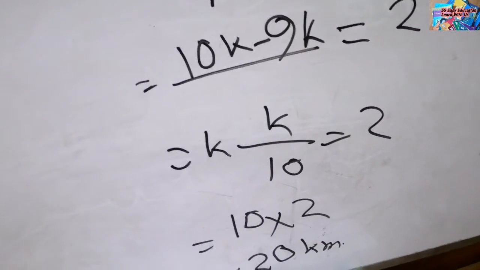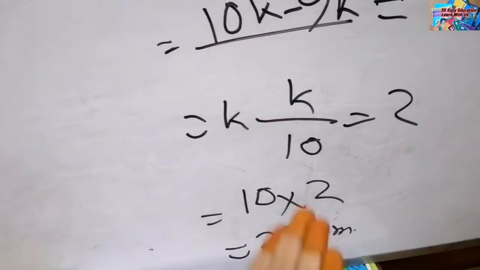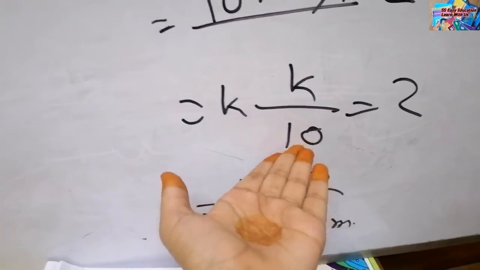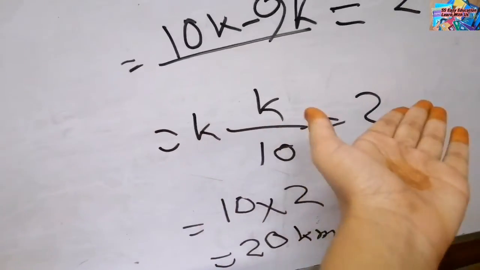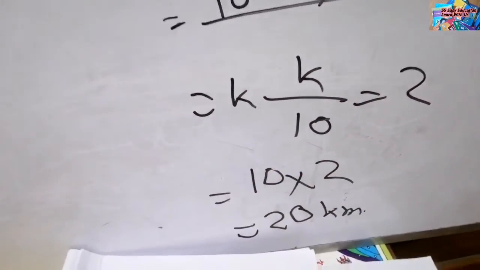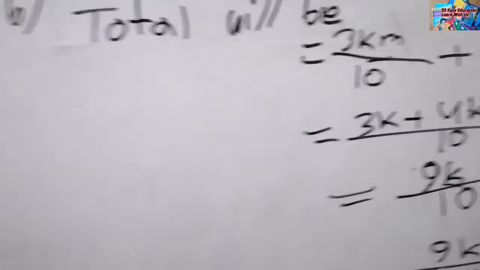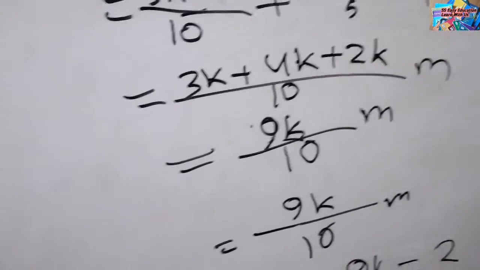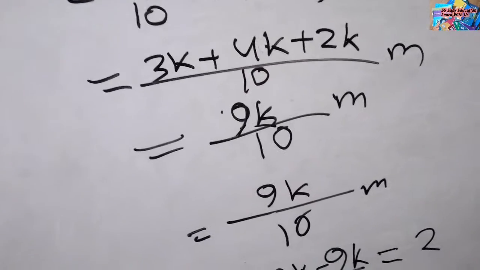Then it's k by 10 equals 2. Then the last part: we multiply this 10 and this 2, which equals 20. So I hope you can do number B, and you can do questions if questions come like this. Okay, everyone, so now let's do number C.